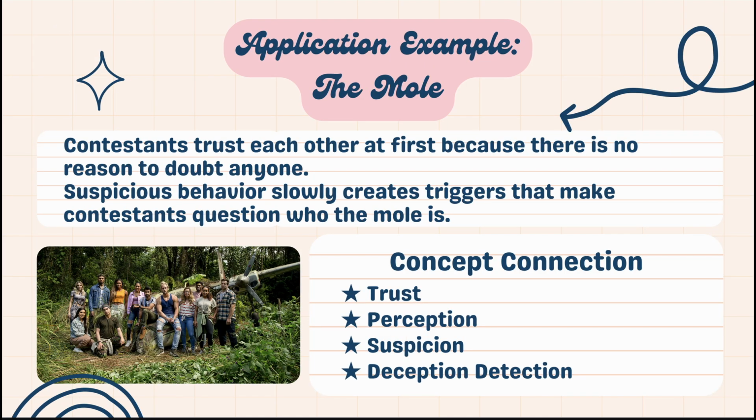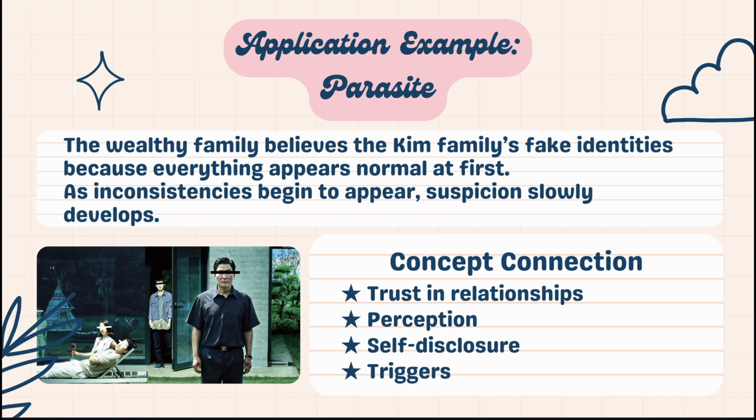One example of truth default theory can be seen in The Mole. At the beginning of the show, contestants mostly trust each other because there is no clear reason to be suspicious. But once someone starts acting inconsistently or something strange happens, people begin questioning who the mole actually is. That suspicious behavior acts as a trigger. I think this example works well because it shows how trust usually comes first, and doubt only happens after something changes.